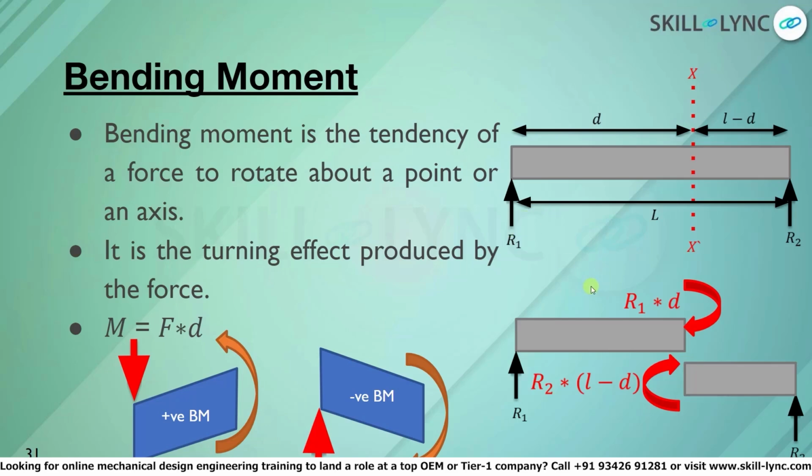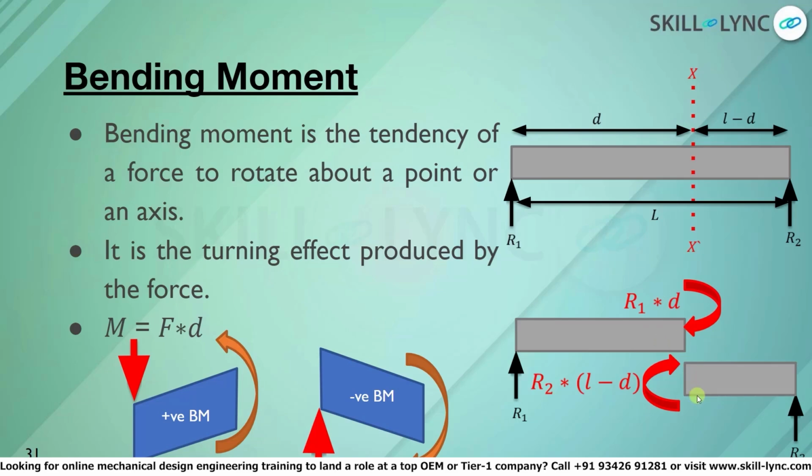Any load that tends to cause sagging in the beam will be considered to have positive bending moment, while any load that causes hogging in the beam will cause negative bending moment. Thus, if we were to calculate the bending moment at section XX for the left side of the beam, we would calculate R1, which causes sagging to be positive. So, which means that R1 into D, while W1 causes hogging. Thus, it is a negative moment.